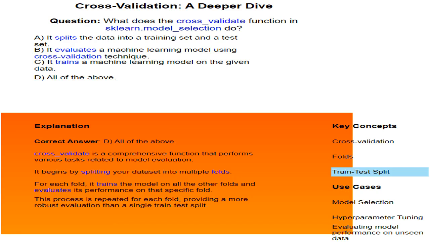Train-test split, a basic technique used in machine learning where the data is split into two sets: a training set used to train the model and a test set used to evaluate its performance.